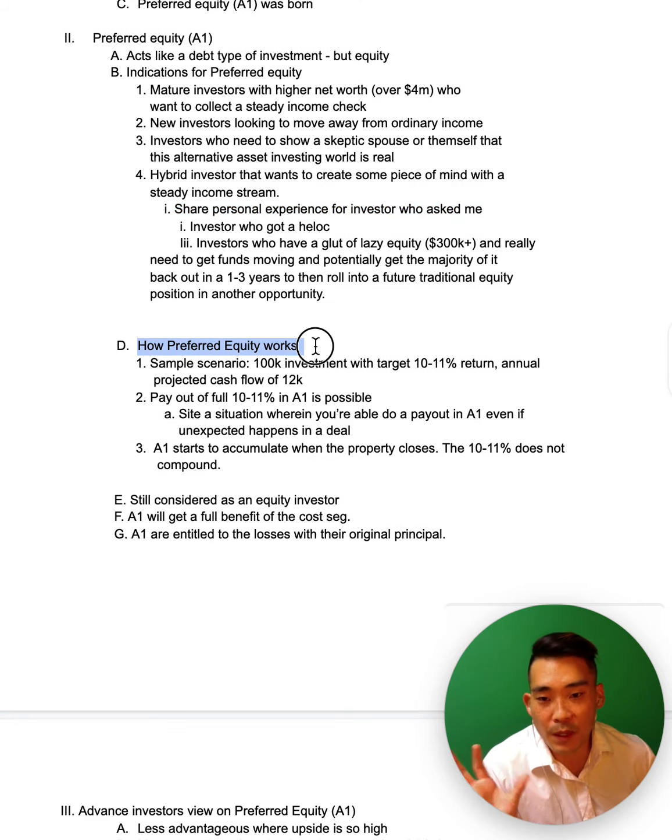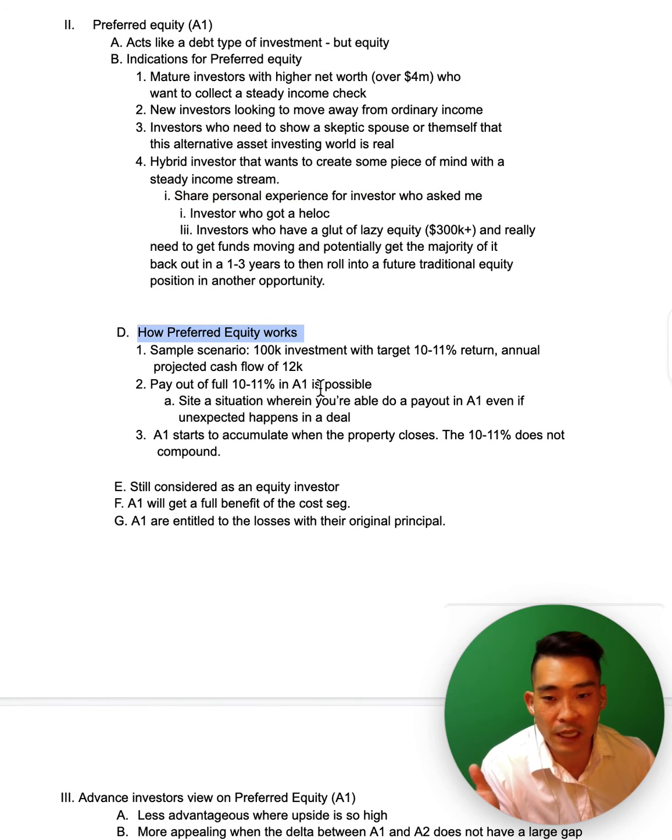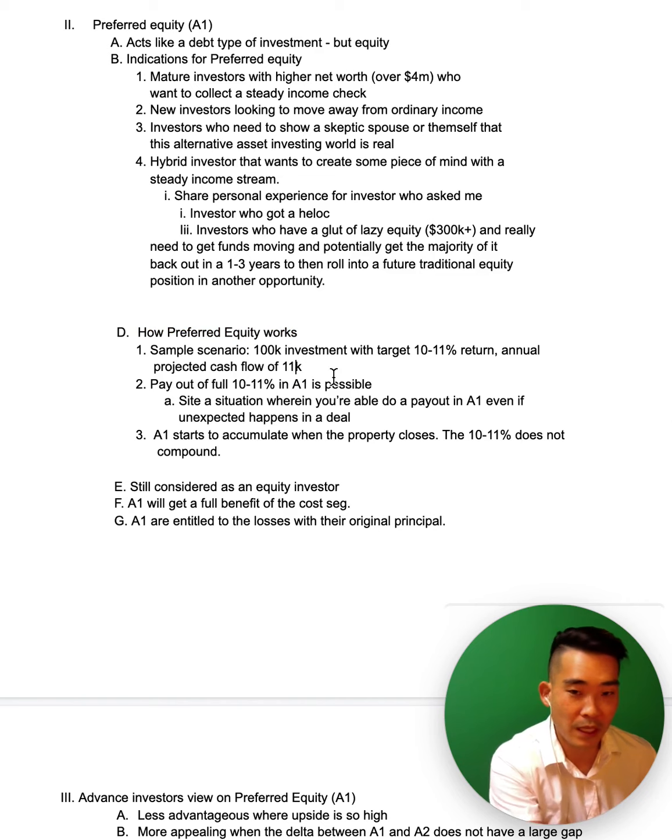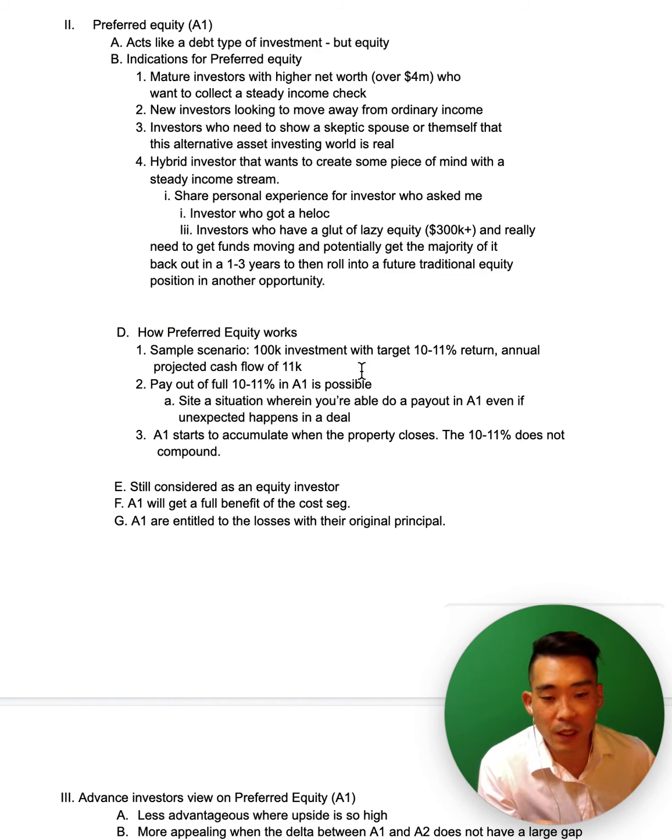Just going over a scenario here, a 100K investment with a 10-11% return, just using that as an example. Annual projected cash flow of around $10,000 to $12,000 a year, right? That's 10-11%. I think there's a typo and that should be $11,000 for 11%. But that comes out, on a $100,000 investment, to a little under $1,000 paid monthly.